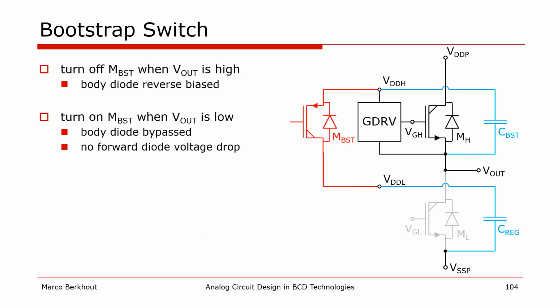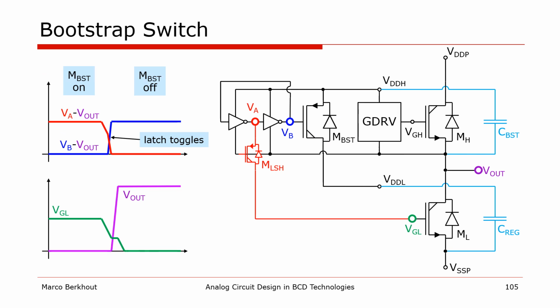There are some interesting variations on the basic bootstrap. First of all, instead of a diode, you can also use an active high voltage CMOS switch, as shown here, that has the advantage that it eliminates the forward diode voltage drop and gives a better match between the low side and high side gate driver supplies. But how to control the switch? Well, that turns out to be not too difficult.